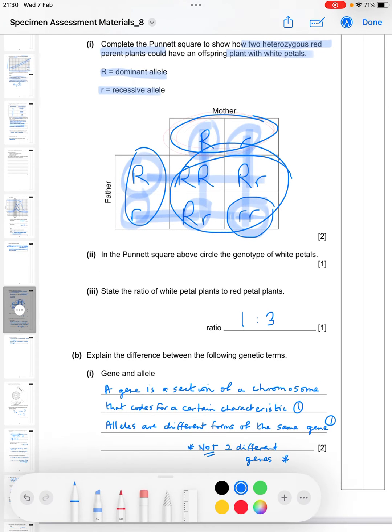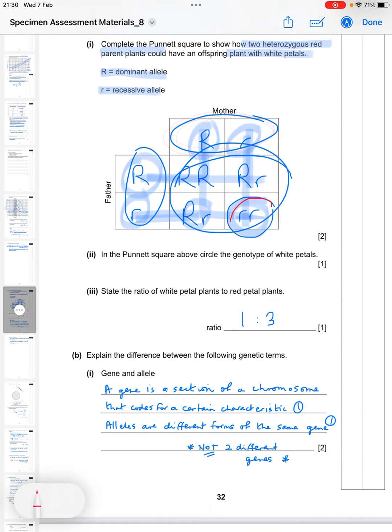Then it says in the Punnett square, circle the genotype of white petals. I'm going to do that in red here once it stops saving itself. So it's just the little r. You have to make sure that you circle it. So that one.